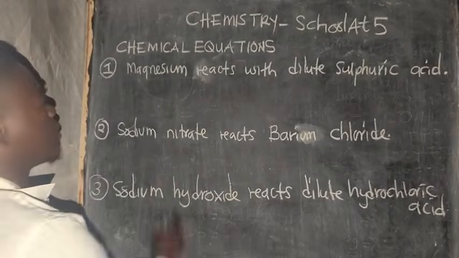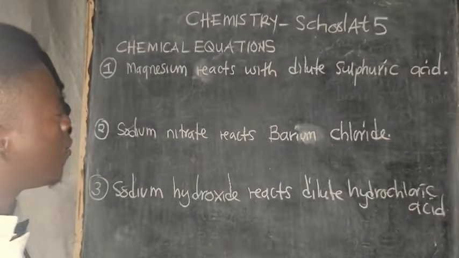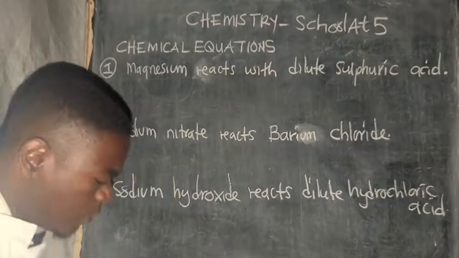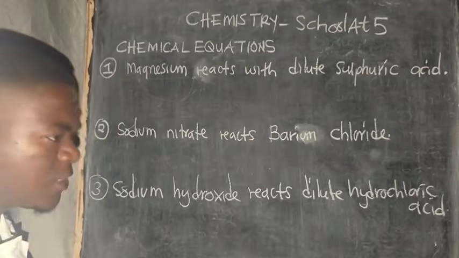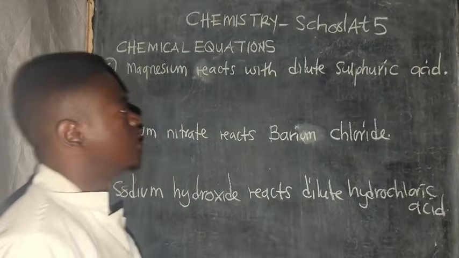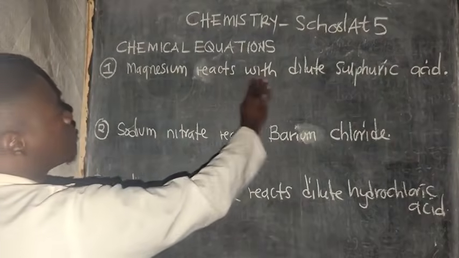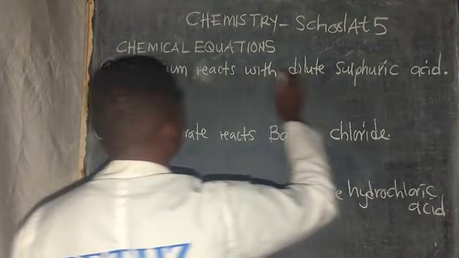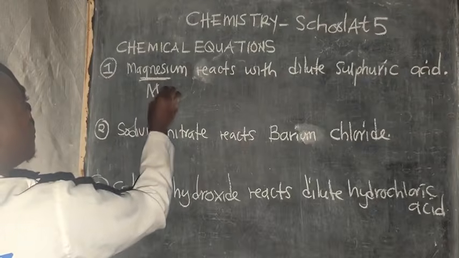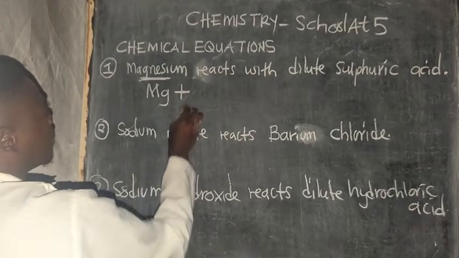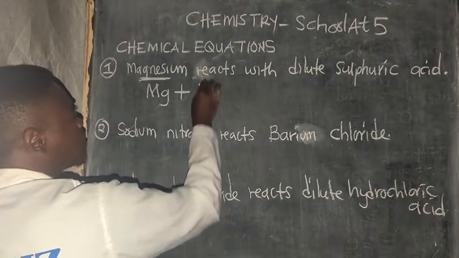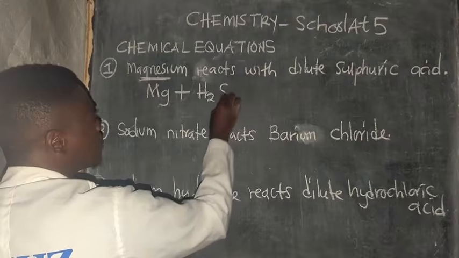So starting with the first one, we are on this one. I want you to understand this very well, even as I make this very simple. These are the foundations that you need to know and understand. So magnesium reacts with dilute sulfuric acid. Magnesium is a metal, and it is reacting with dilute sulfuric acid.